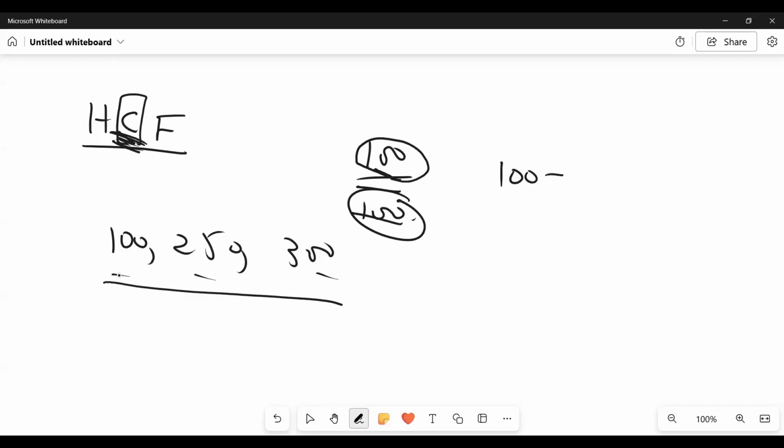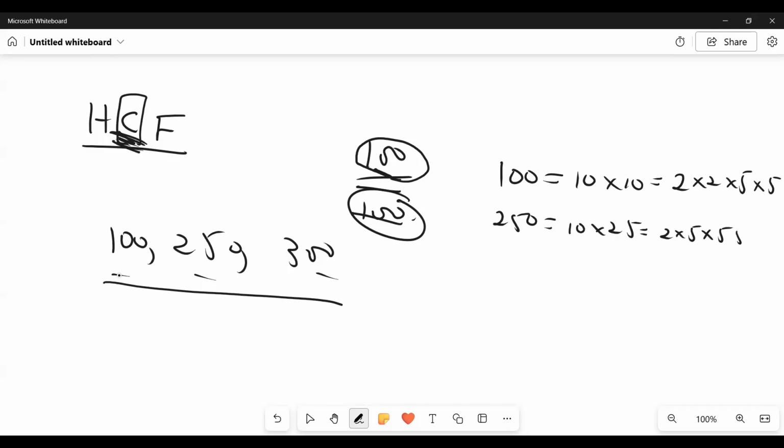100. All right. That's what, 10 by 10. And if you break that up further, you get 2 by 2 by 5 by 5, right? This is 4 by 25 will give you 100, all right. Let's go to 250. 250 is like what? 10 by 25, right? Which is 2 by 5 by 5 by 5, right? Now we got 300, which is what? 10 by 30.